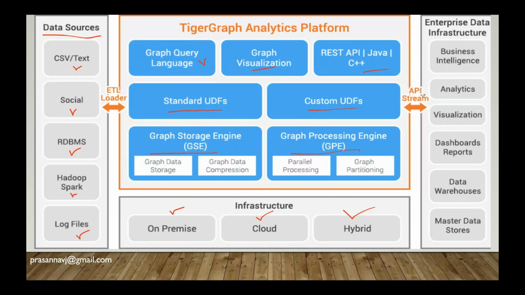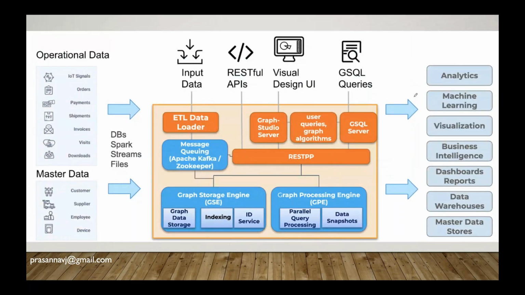And this is a somewhat latest update from their architecture. They have expanded the kind of data, like you can have the master data or your operational data information, and you could use anything like Spark, streams, files, anything can be directly integrated as part of your graph storage engine and graph processing engine. On top of it, you have a Graph Studio server to interact with the actual graph database. We will see that in a demo very shortly.